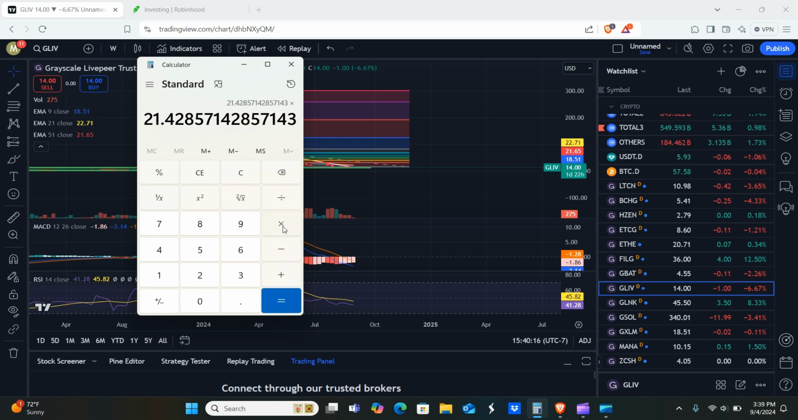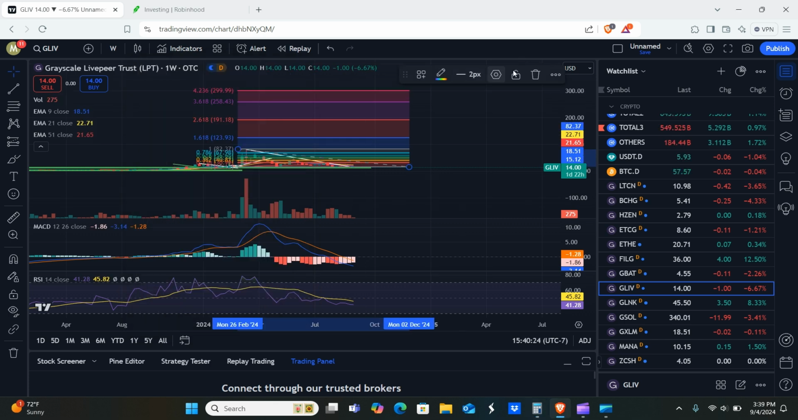So you're looking at roughly about a 21.5x. That's pretty good money. I mean, that's about an average return with altcoins, I would say. So 42,800.